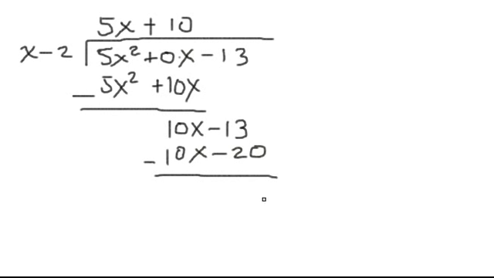Hopefully you're getting the hang of this stuff. So that's going to make that a plus right there. It's minus, distributing it across. And so now we have 0, so 20 minus 13 is going to be 7.